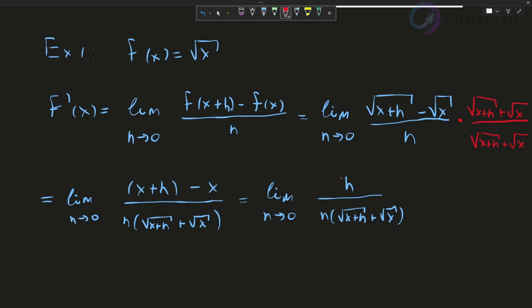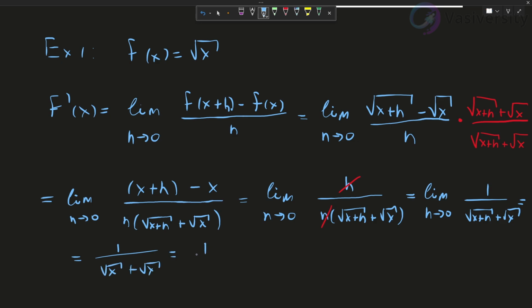Perfect. Notice, our main goal has been reached. h and h cancel out. So we're just left with the limit as h approaches 0 of 1 over the square root of x plus h plus the square root of x. If we evaluate this limit, we have 1 over the square root of x plus the square root of x, which is equal to 1 over 2 square root of x.